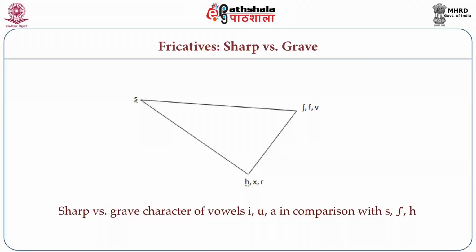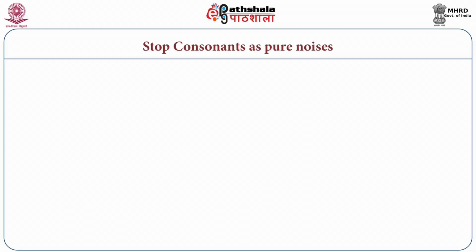And just put it on the vowel triangle: E as the frontmost vowel, the front high vowel, U as the back vowel, and A as the open back vowel. And in comparison, we find S as sharp, like E, and in the U position we find F, Sh, V as less sharp, and H, G are the fricatives which are definitely on the grave side rather than sharp. Now talking about stop consonants as pure noises.